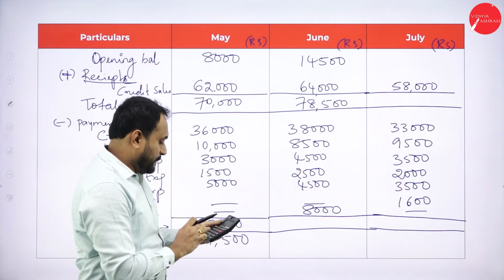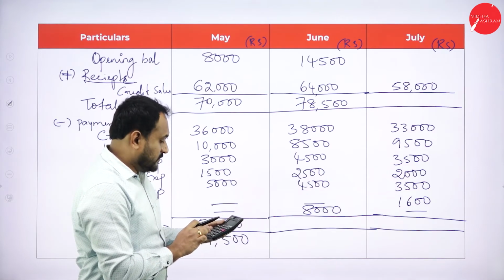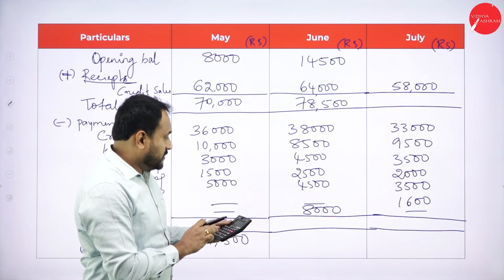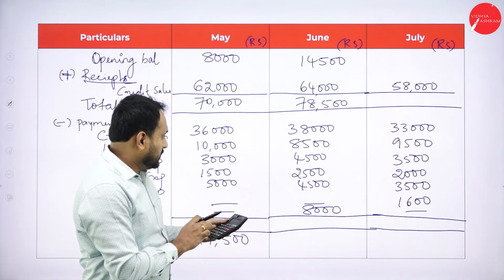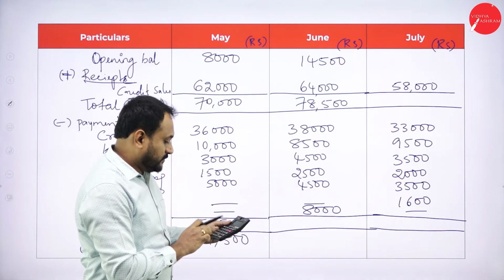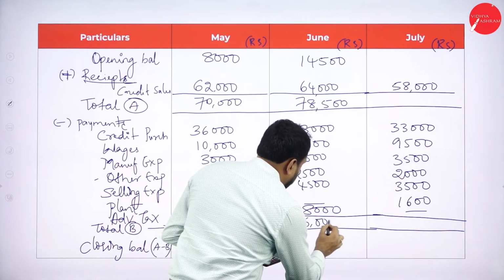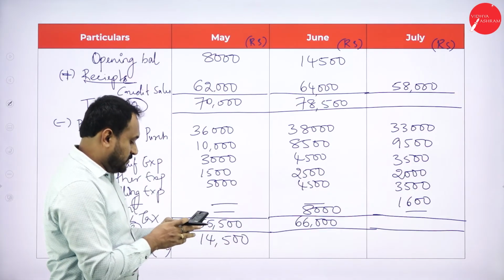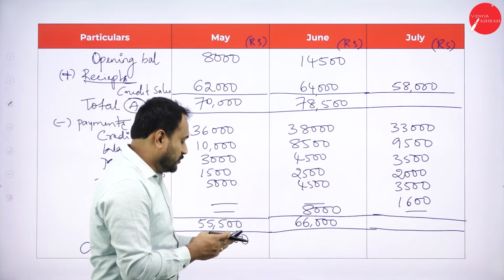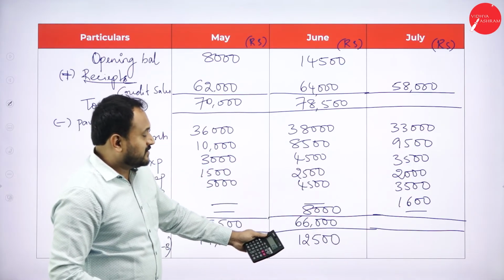Let's go with the calculation. 38,000 plus, not 85,000, it is 8,500 plus 4,500 plus 2,500 plus 4,500 plus 8,000. We have 66,000 here. That we need to go with 78,500 minus 66,000. So we got 12,500. This 12,500 is the closing balance of June.